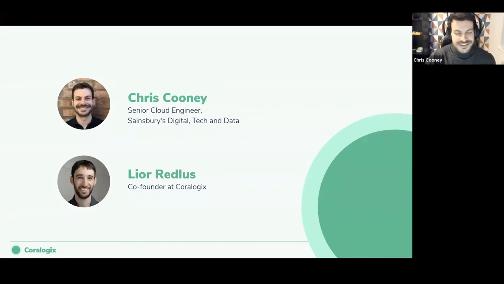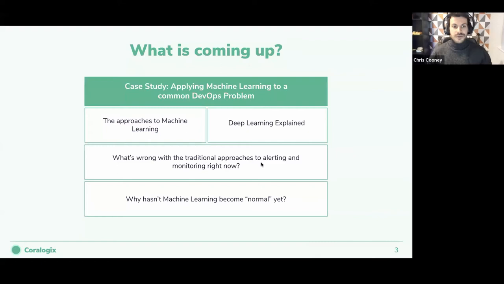So today, what are we going to talk about? Machine learning is something of an abstract topic. It's certainly for myself as well. My background is very much in DevOps, cloud engineering, as well as normal application engineering, but I've never really crossed into that machine learning world.